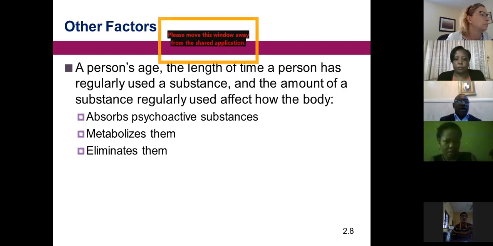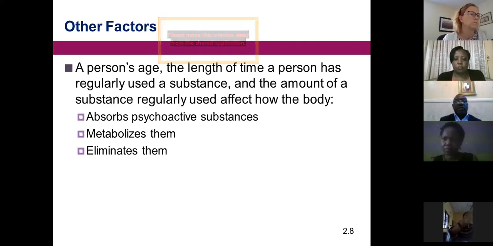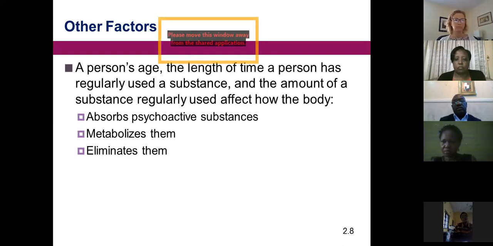So what are these factors? As I said earlier on, a person's age. Children and the elderly don't metabolize fast. The length of time a person uses the drug and how regular the substance is used, the amount of substance regularly used, all affect the body and affect the way the body absorbs psychoactive substances, metabolizes them, and eliminates them. Because if you take a drug regularly in large amounts, the body tends to build up enzymes to be able to deal with the load of what you are putting into it.